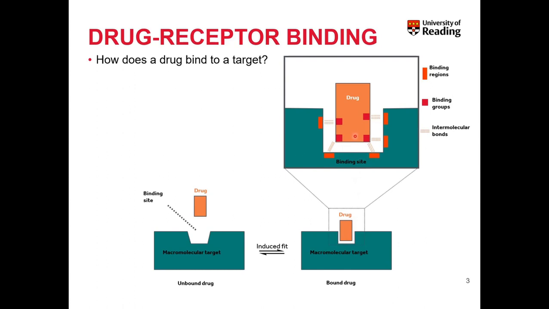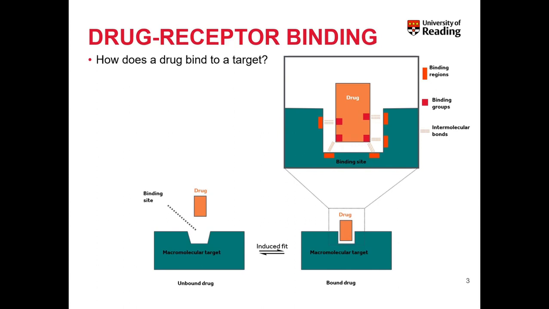Well, this is a close-up view of the drug sat in a binding site. Now the drug contains different functional groups, which you can see here in red, which are able to have the right interactions with functional groups within the binding site. What happens is the drug forms interactions between the groups within itself and the groups in the binding site, and it forms intermolecular bonds. So these are interactions between the drug molecule and the target, and it's these that hold the drug molecule in place and allow the drug to bind.